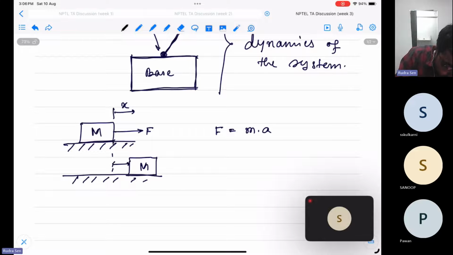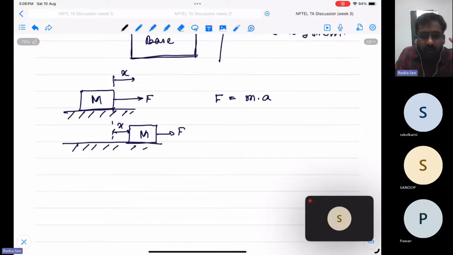So this is basically the displacement. When I apply the force, this mass m is displaced by x distance. Therefore, according to Newton's law, the force acting on the mass is F equals ma. And what is a? a is acceleration, which is d2x by dt2.